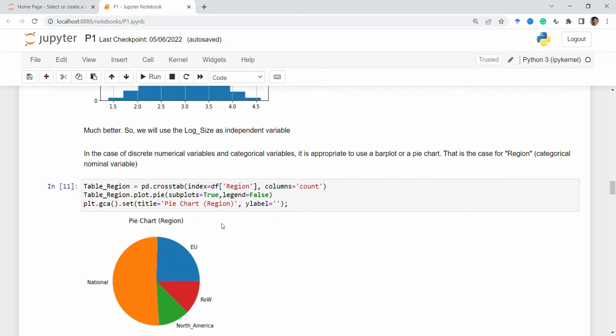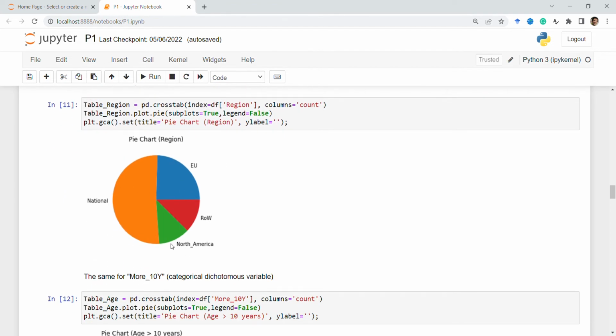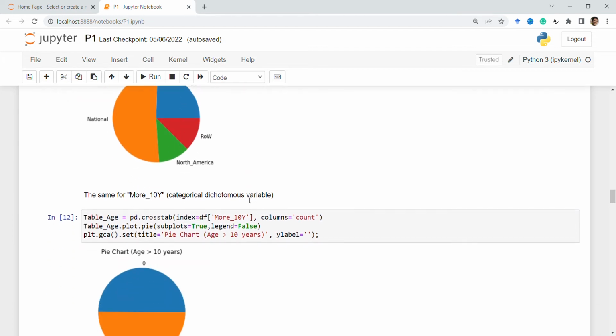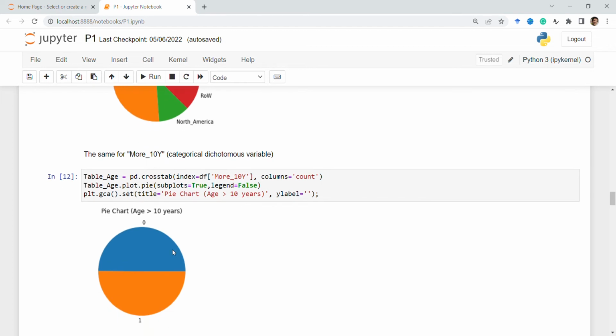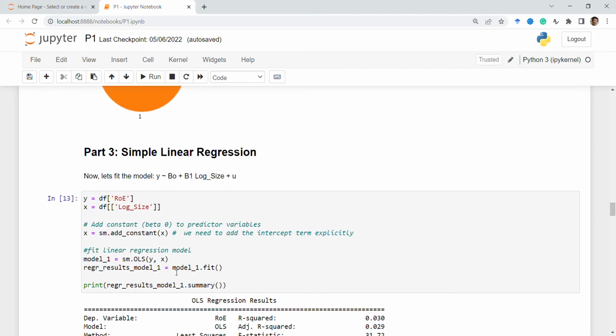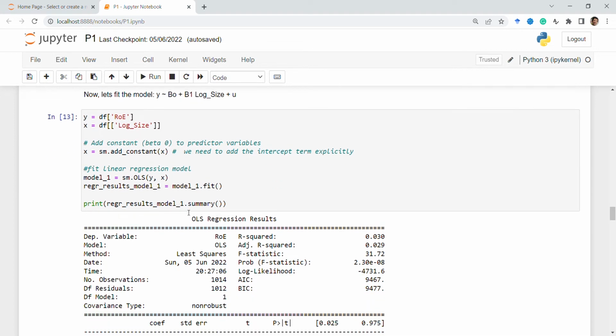Then we plot the 4 regions that we have, so national, European, North American, rest of the world. And then more than 10 years, we see that half of the offices have less than 10 years, the other half have more than 10 years. Okay, so now let's try to see if the return on equity is a function of the size, or the log size. And we construct our model.